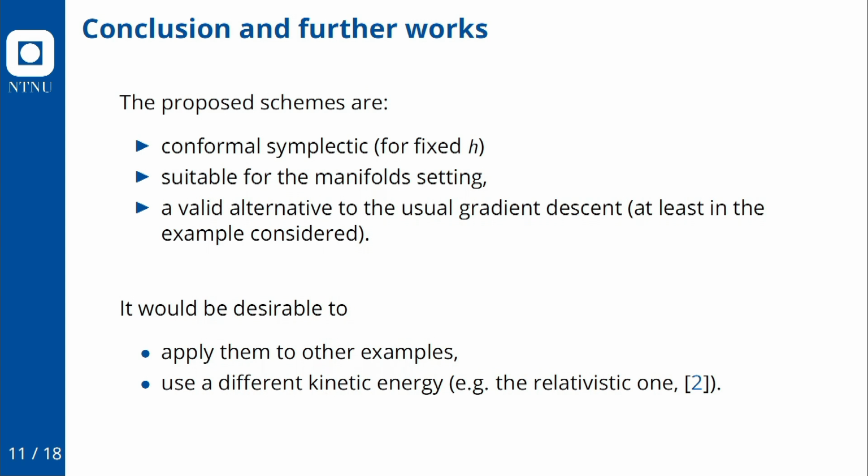Using that one means that also the very first system we've seen will be different. And so I would like to see what comes out if I can build the system first of all, and then, by discretizing it, whether I get a method which is conformal symplectic or not.